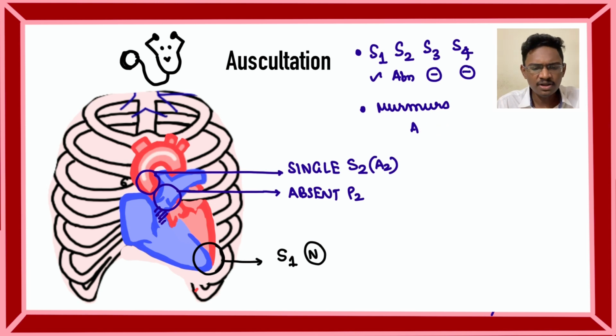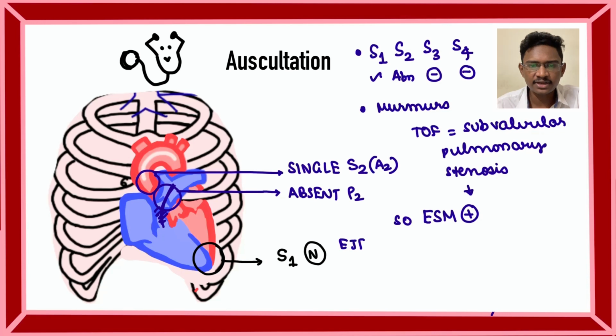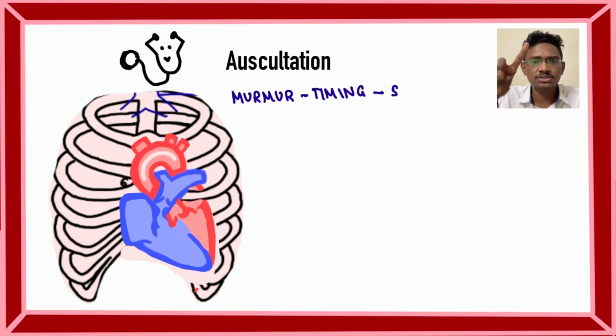Then, for any murmur, you should describe all the parameters of the murmur. First is the timing of the murmur: whether it's during systole or during diastole. How to identify this? Simple technique. Just palpate the carotids simultaneously. If your murmur appears during the carotid beat upstroke, then it's a systolic murmur. If it happens the opposite way, then it's a diastolic murmur.